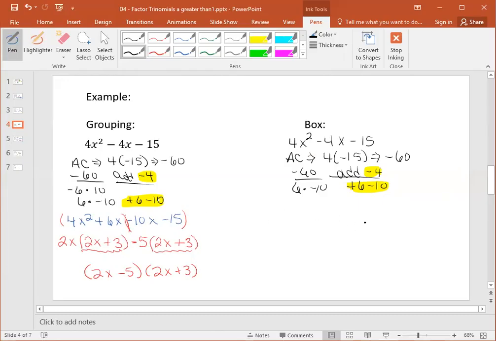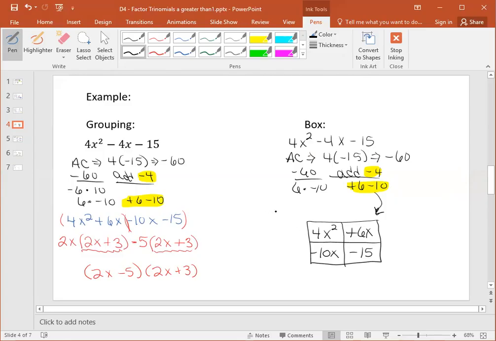The difference now is when I put it in the box. The 4x squared goes in the top corner. And now this is where the 6 and the 10 come from: positive 6x, negative 10x. That goes right into the table here. And then the minus 15 comes on the back end.